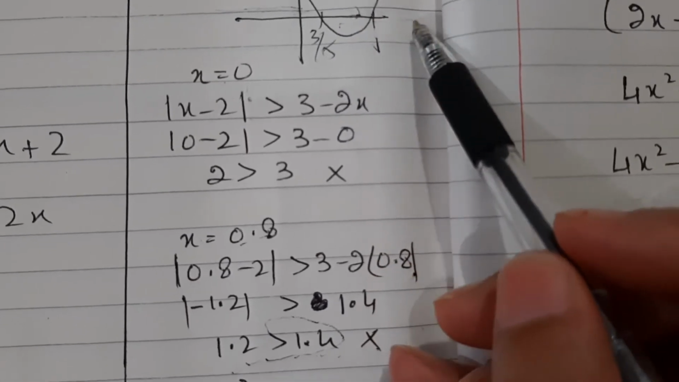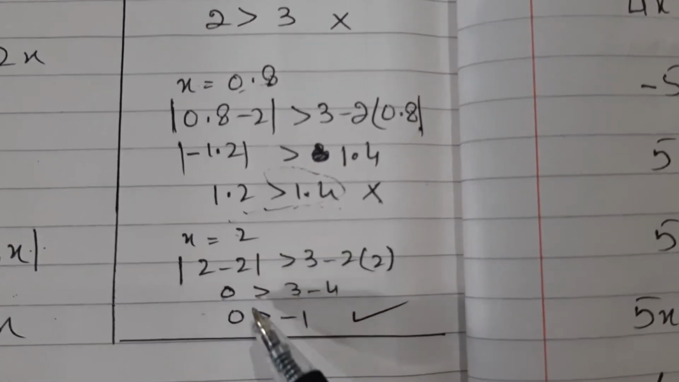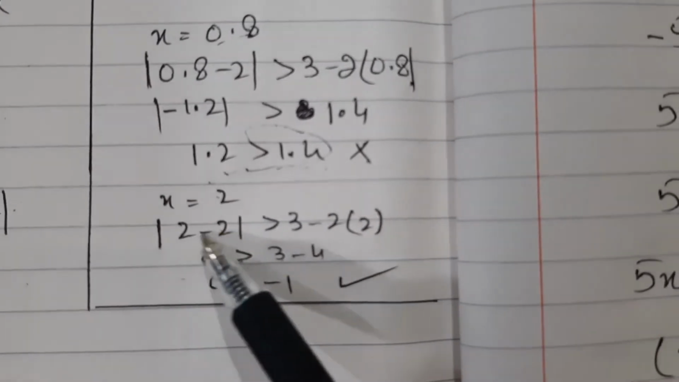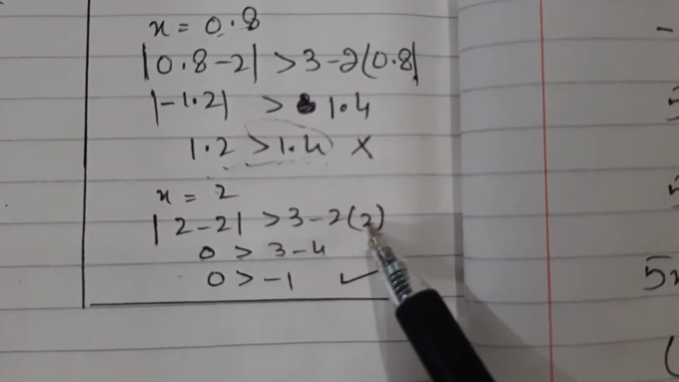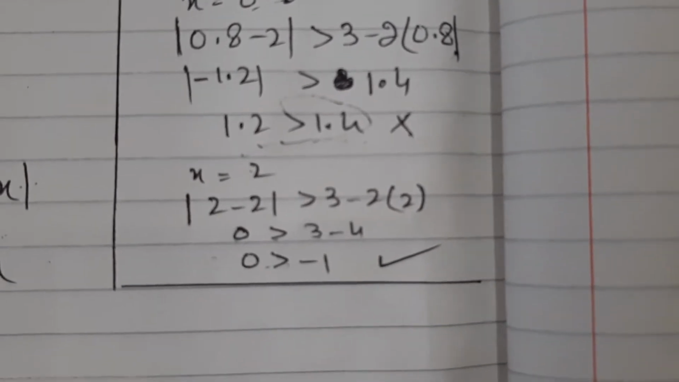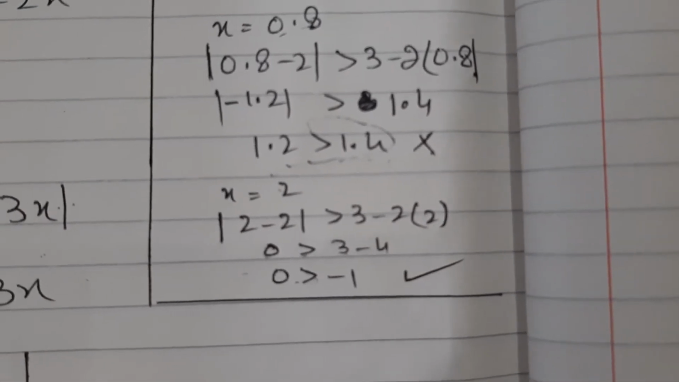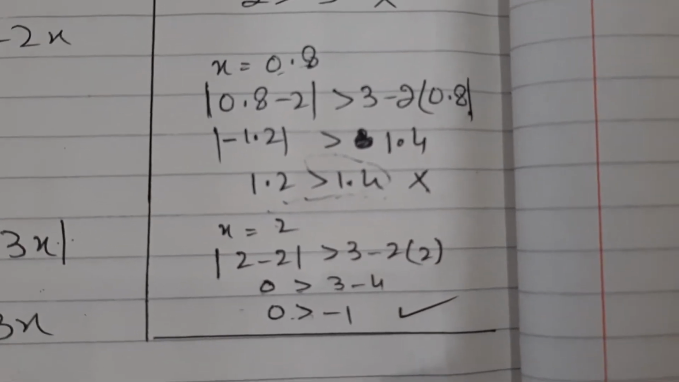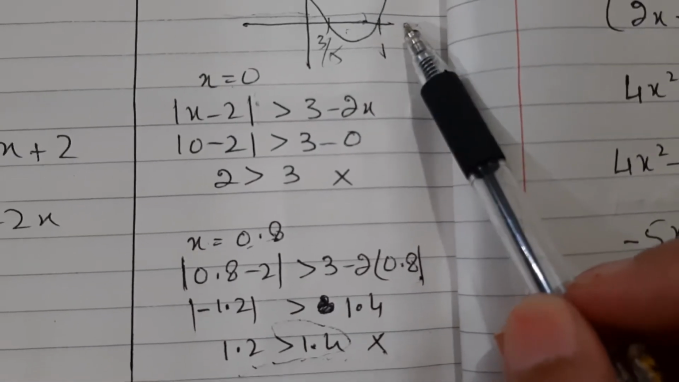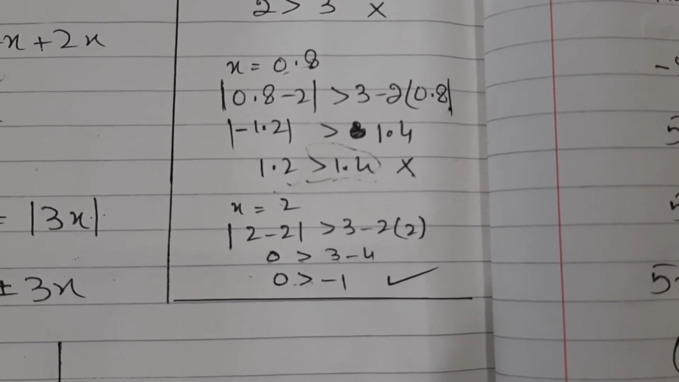Now let me take one value from this side. So I am taking x equals 2, right? And when I plug in the values here, x minus 2 and 3 minus 2x, what did I get? 0 is greater than minus 1. So my answer is correct. It means the only answer which is correct, which we got through the graph also, was x greater than 1. So this is how we verify with the help of substitution.